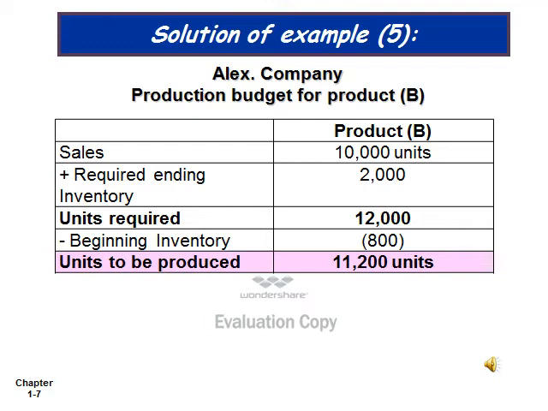Why? Because units to be produced are not given in the example, so I must calculate them using the production budget equation. Starting by sales units or expected units sold, 10,000 units are given in the example, plus required ending inventory, 2,000 units also are given in the example, equal units required 12,000 units, minus beginning inventory 800 units on hand, equal units to be produced 11,200 units.